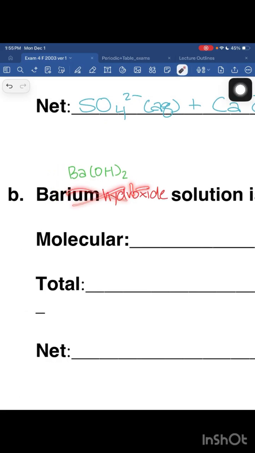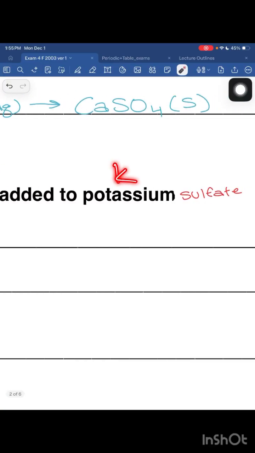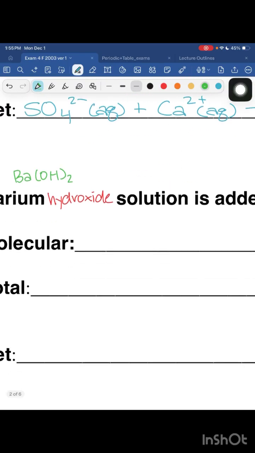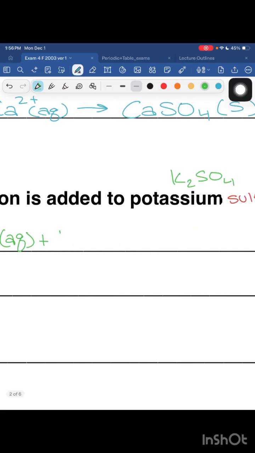So when we crisscross that, this one's going to get a 2 and this one's going to get an invisible 1. Over here, we've got potassium and sulfate. So when we crisscross the 2 minus and the 1 plus, we're going to get a 2 with potassium, giving us K2SO4. So when we write out our molecular, we have barium hydroxide, which is a strong base, so it's aqueous, plus potassium sulfate, also aqueous.